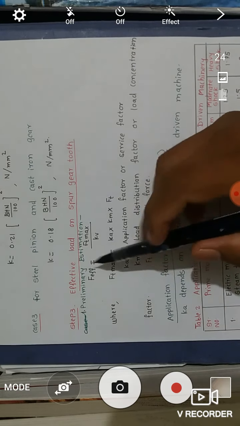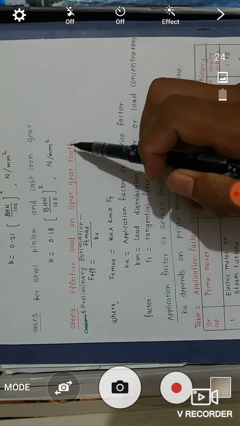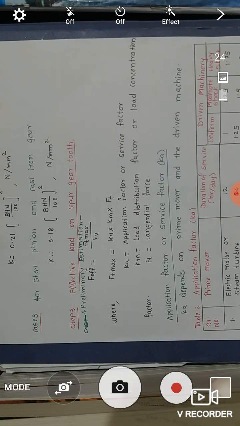Next is the third step, that is effective load on spur gear tooth. Actually two different equations are available for calculating effective load. The first equation is the preliminary estimation method and the second equation is the precise estimation method. Why is it called the preliminary estimation method? Because at this stage we don't know the dimensions of the gear, so this equation is called the preliminary estimation method.